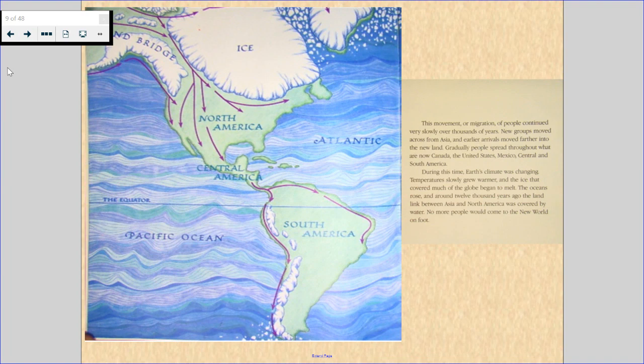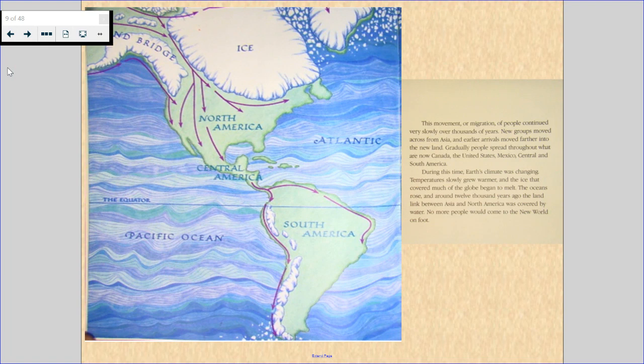So this movement or migration of people continued very slowly over thousands of years. New groups moved across from Asia. Earlier arrivals moved farther into the new land, and gradually people spread throughout what are now Canada, the United States, Mexico, Central, and South America. So you can see these purple arrows are showing you the movement or the migration of these early humans through these lands. Of course, as people were coming through, there were no other humans. Maybe as more people migrated through, they added to the humans that were already there, but it was mostly wild.